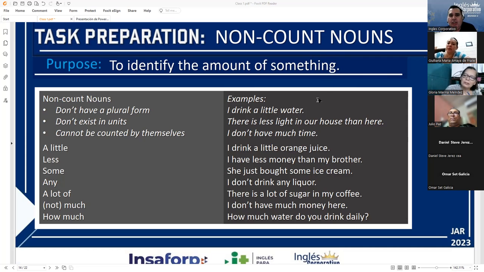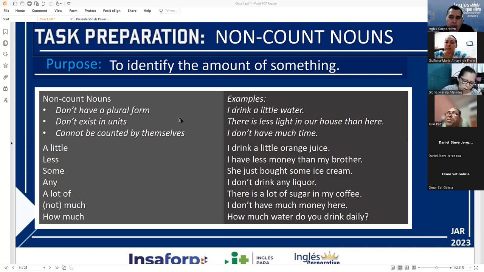All right, so non-count nouns don't have a plural form, don't exist in units, and cannot be counted by themselves. They only exist as a mass, as a liquid, in matters like that. Examples. I drink a little water. There is less light in our house than here. I don't have much time.